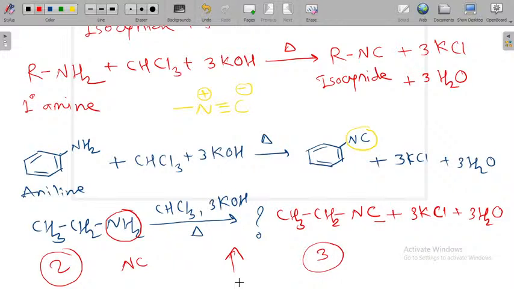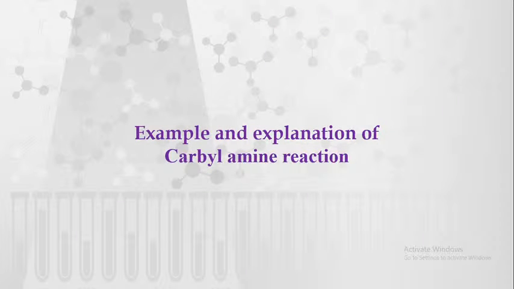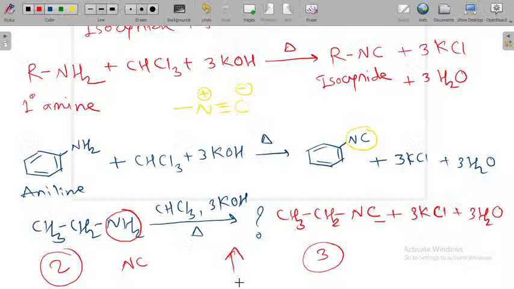Understand all of you this reaction? So we will proceed to the next reaction. So this we have seen, that is examples and explanation of this carbylamine reaction. Secondary amines cannot give this reaction because of the absence of 2 hydrogen atoms.